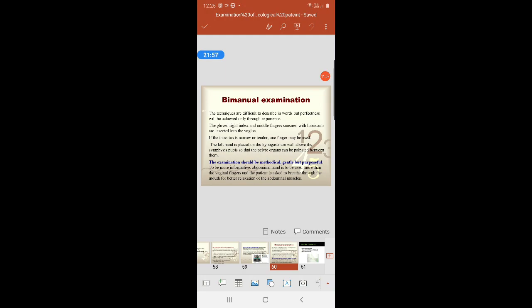The left hand is placed on the hypogastrium well above the symphysis pubis, so that the pelvic organs can be palpated between them. The examination should be methodical, gentle, but purposeful. To be more informative, the abdominal hand is to be used more than the vaginal fingers, and the patient is asked to breathe through the mouth for better relaxation of the abdominal muscles. So this is the method of bimanual examination.